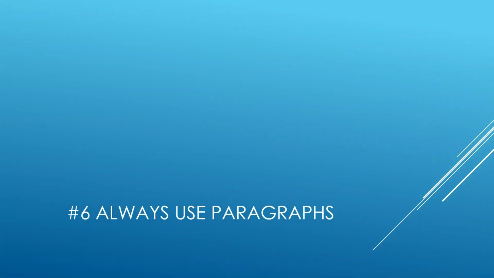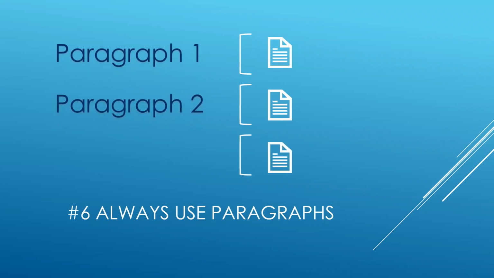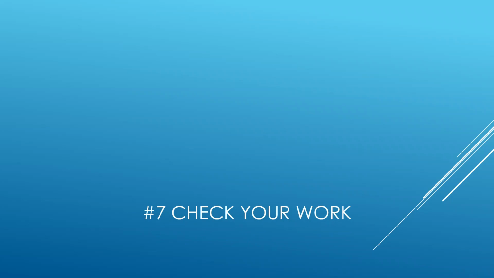Tip number 6 is using paragraphs. Paragraphs help you to organize your writing. We can see here we have a little diagram, and it's much better to put your writing into something like 3 paragraphs instead of putting it in a single paragraph. It's easier for the examiner to read it, and it's also part of the format of English writing that you should use paragraphs.